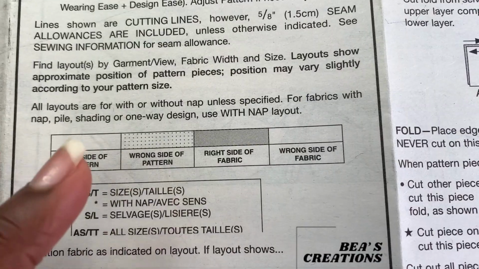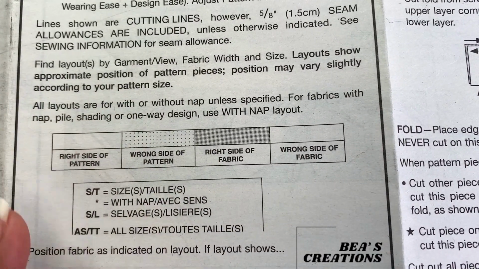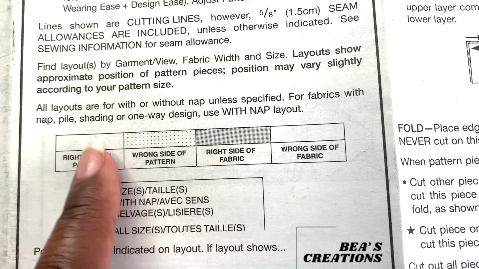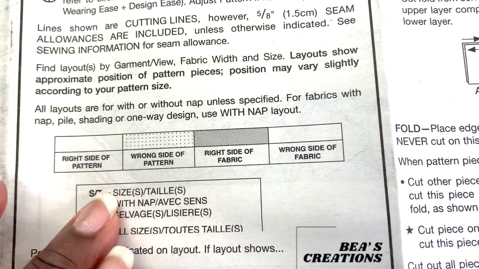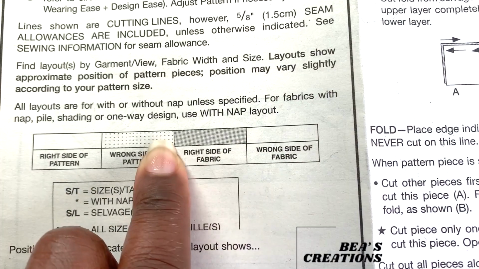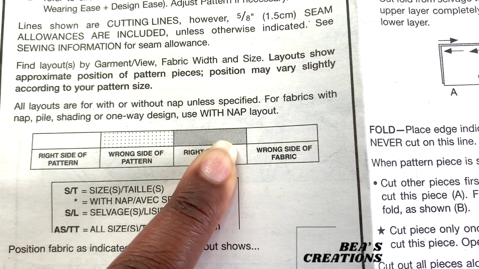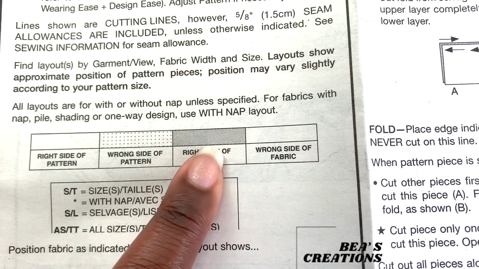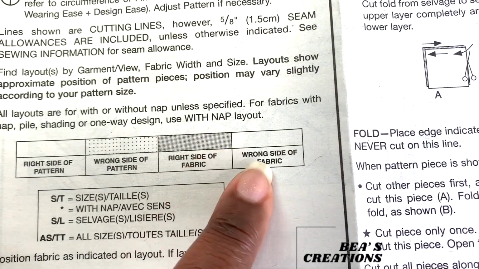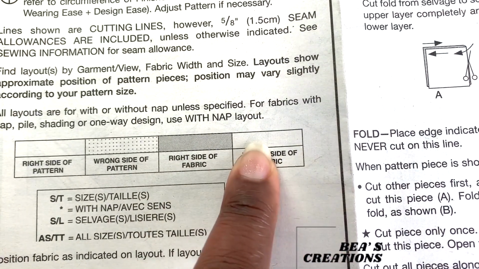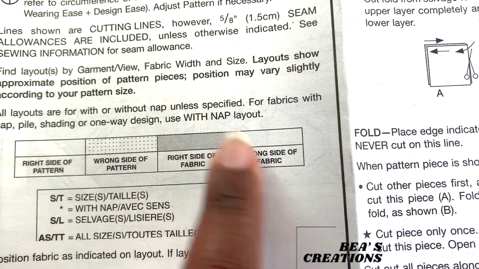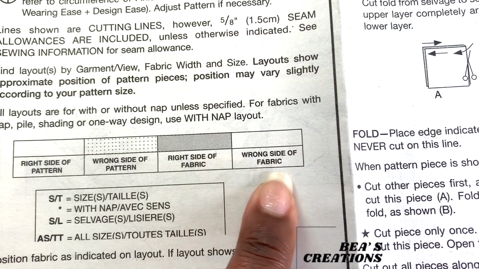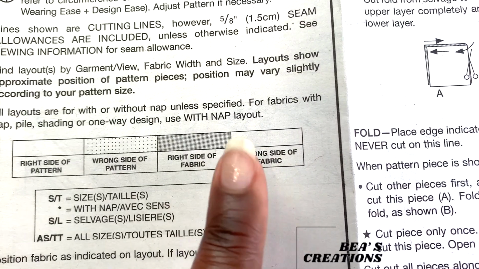Now this here, when you're looking at the picture of the pattern on your layout, if you see it looking like that with those dots, it means that the wrong side of the pattern is facing you. You see that shaded image like this on your layout, it's the right side of the fabric that's facing you. And when you see a clear image again, it looks the same as the pattern. It's the wrong side of the fabric. A clear image here means wrong side of the fabric.